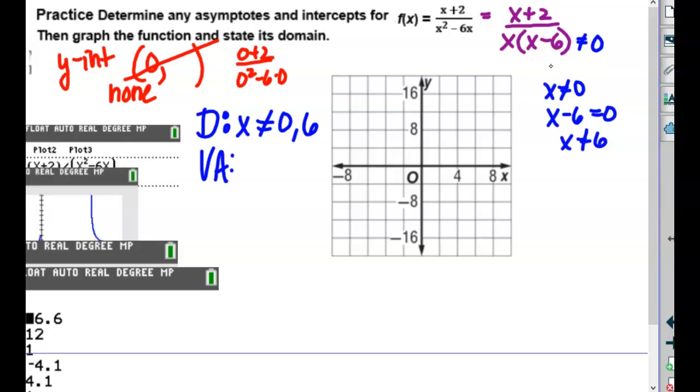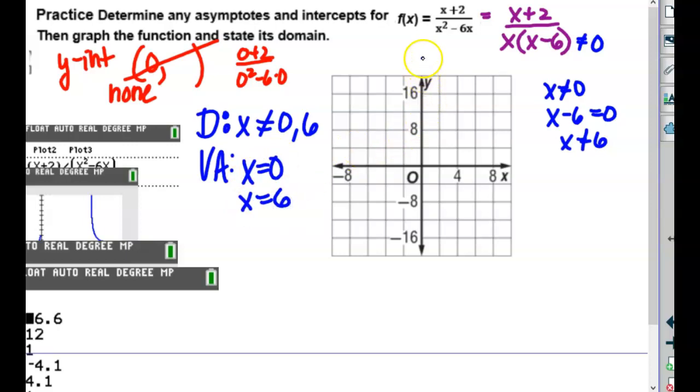Hole, okay. If there was a common factor, we'd have to talk about that next, but there's not. Common factor would mean like if there was an x minus 6 on the top and an x minus 6 on the bottom, okay? This does not have that situation. So therefore, everything that remains in the denominator is a vertical asymptote. x equals 0 and x equals 6.